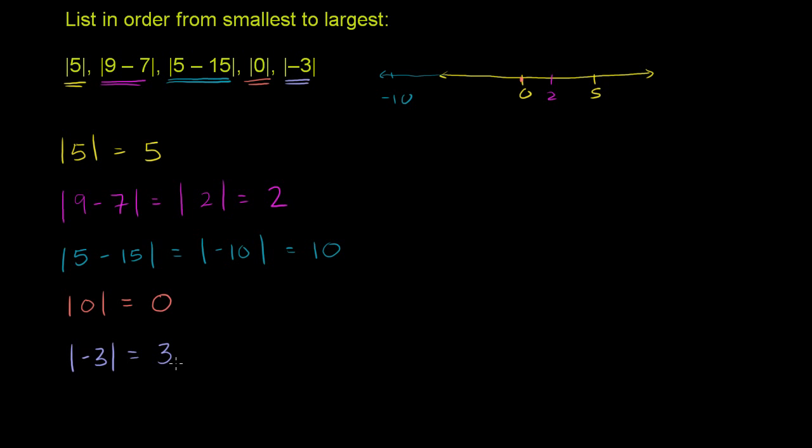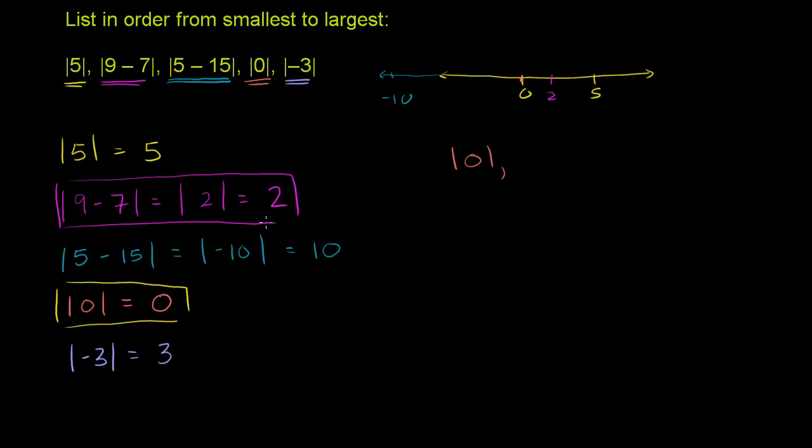So now that we've expressed them all as just simple integers, let's list them in order from smallest to largest. Of all of these values, which is the smallest? This one is the smallest, the absolute value of 0. So let me write that down. Absolute value of 0. What's the next smallest? We have a 2 there. This is the next smallest, and that original expression was the absolute value of 9 minus 7.